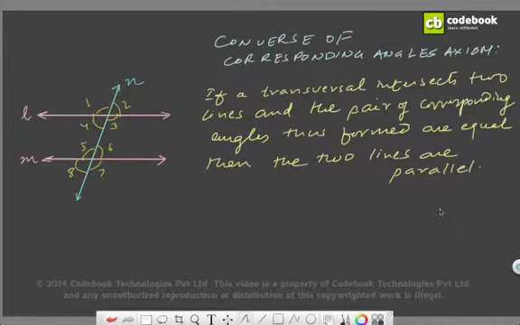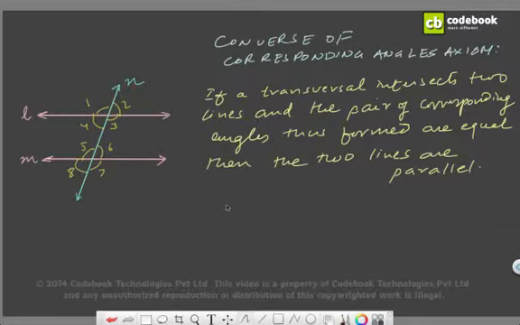Next, we will learn about the converse of the corresponding angles axiom. We already looked at the axiom of corresponding angles, where we stated that if a transversal intersects two parallel lines, then the corresponding angles thus formed are equal. The converse of it is: if a transversal intersects two lines and the corresponding angles formed are equal, then the two lines are parallel. So this is the converse of the corresponding angles axiom.